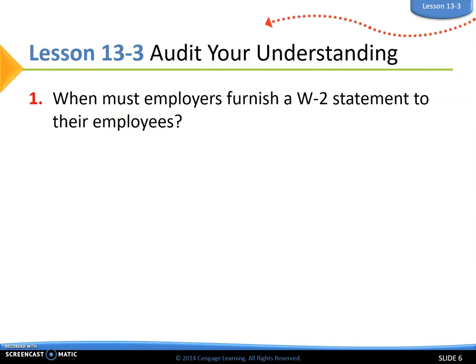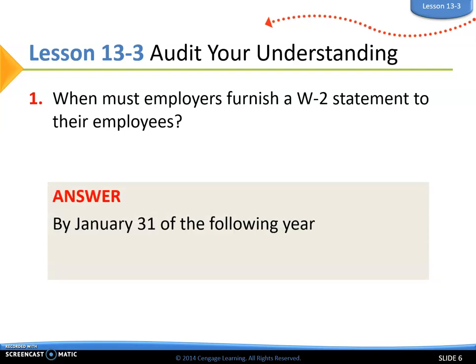Number one, when must employers furnish a W-2 statement to their employees? So this is going to be by January 31st of the following year. Your employer has to give you your W-2 by January 31st of the following year.